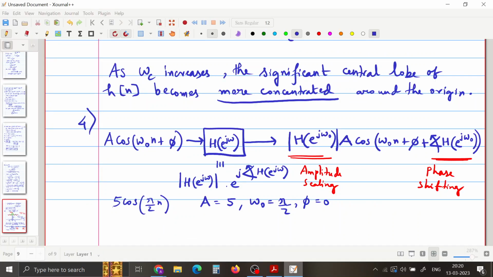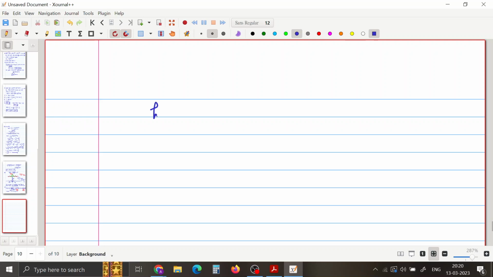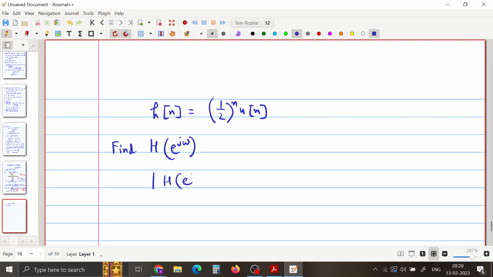The impulse response is (1/2)^n u[n]. I am not solving it completely. It's always good to work it out yourself. So you first find H(e^{jω}), then find its magnitude, and also the phase.